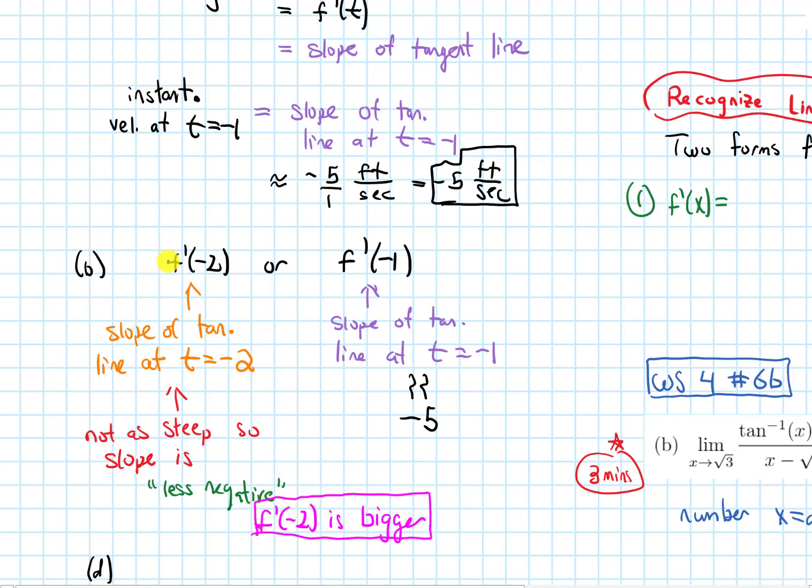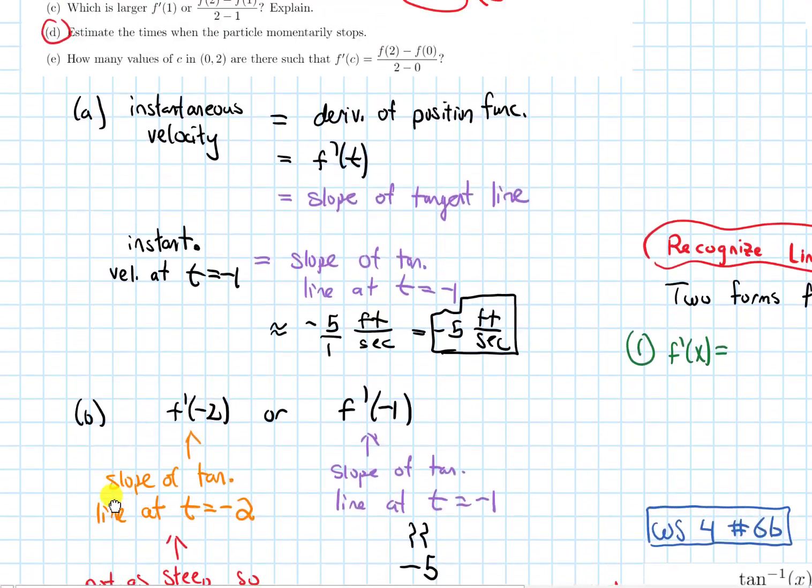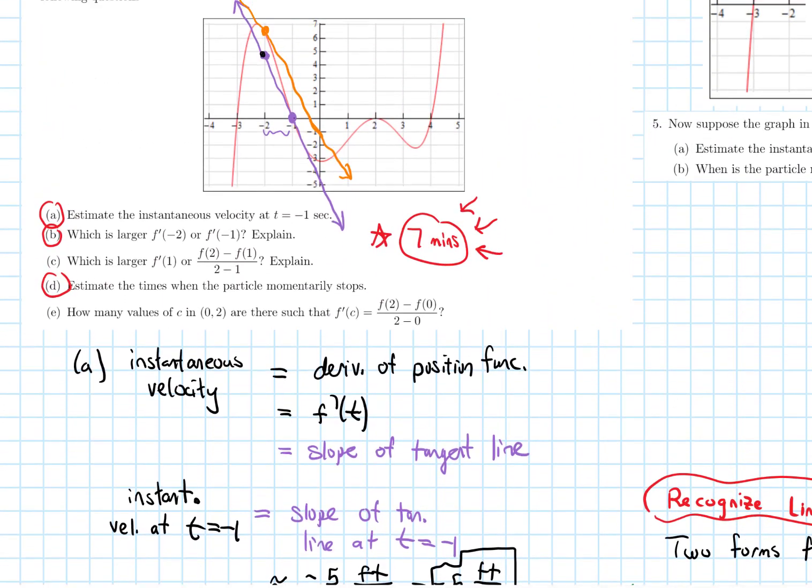Because it's kind of like we're comparing, maybe f prime of -2 is -3, and f prime of -1 is -5. Clearly, -3 is a bigger number than -5. All right, and then finally, let's look at part D of this example, which is asking us to estimate the times when the particle momentarily stops.